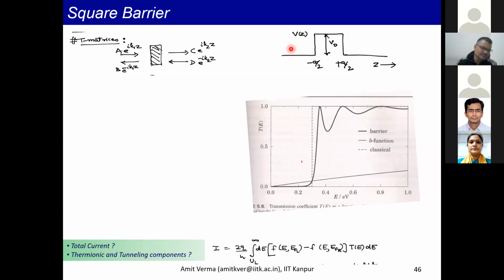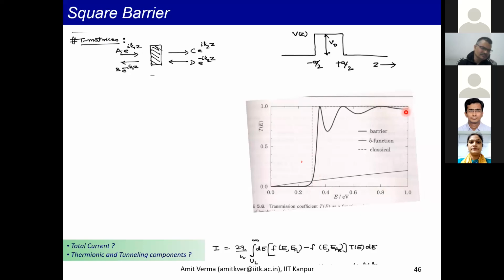Classically, you know that if I have an electron whose energy is less than the barrier height, it cannot go through. That's the way it is classically. So the transmission function for a classical calculation is this dotted line. For energies less than the barrier height, say the barrier height is 0.5 eV, the transmission is 0. If the electron energy is more than 0.5 eV, the transmission is 1.